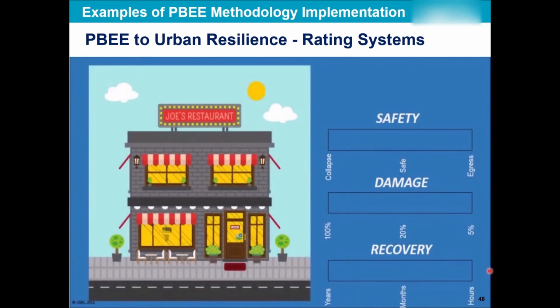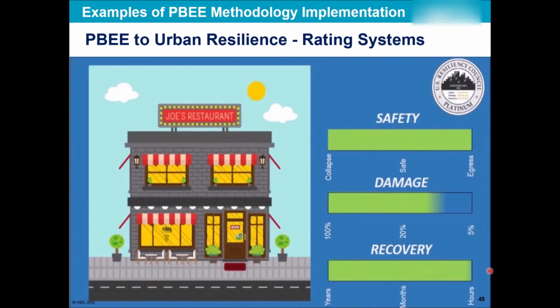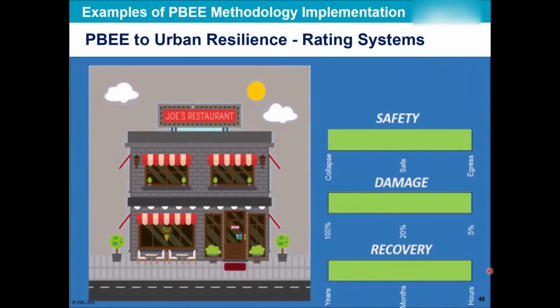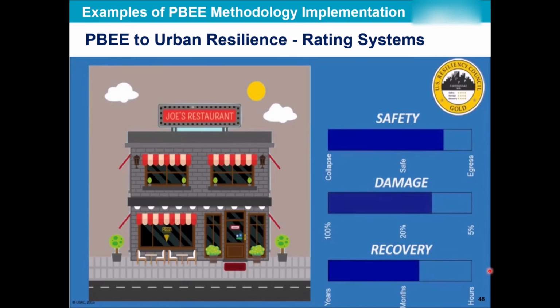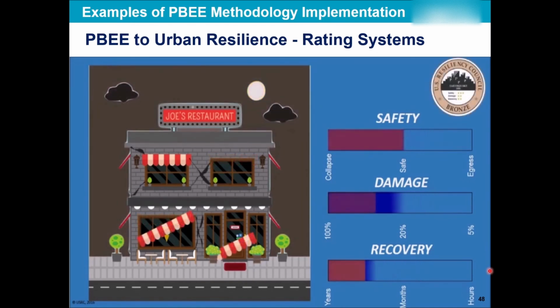Building owners and tenants, communities and companies can use U.S. Resiliency Council rating systems to describe the performance of the buildings in which they live and work across the dimensions of safety, damage, and recovery. Buildings that meet or exceed building code expectations can be awarded a placard for public display.